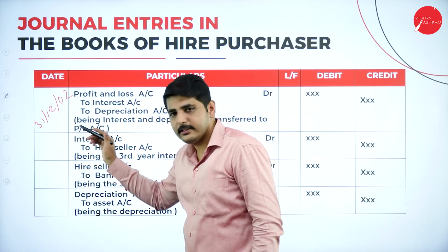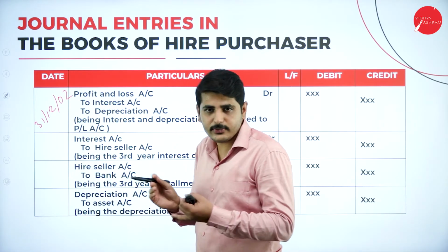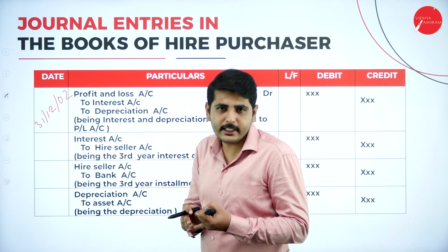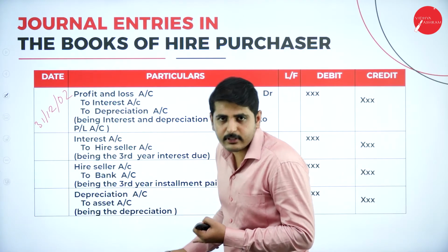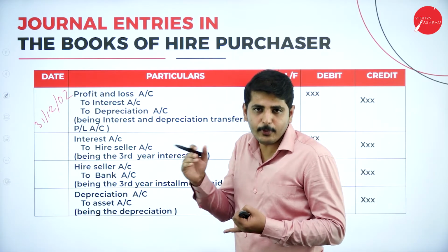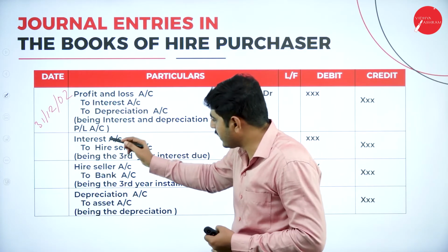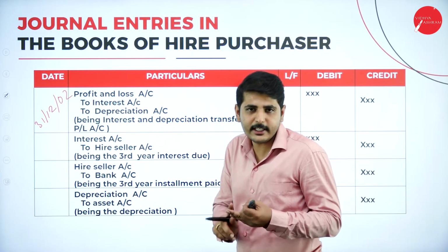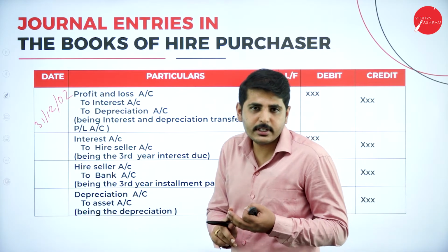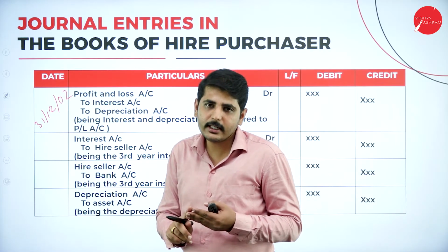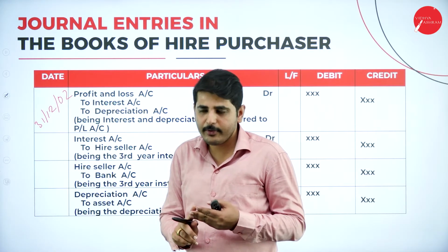From this one, third year: again if they give us installments to pay in 3 years, we have to do all journal entries for 3 years. If they give it for 4 years, again we have to write: first, interest account is due; second, installment is paid; third, depreciation is charged; fourth, both interest and depreciation will be transferred to profit and loss account.